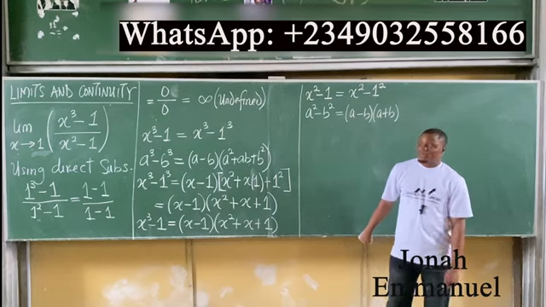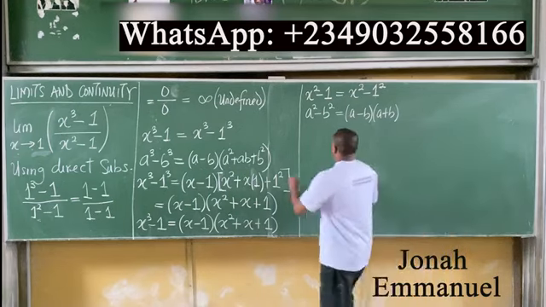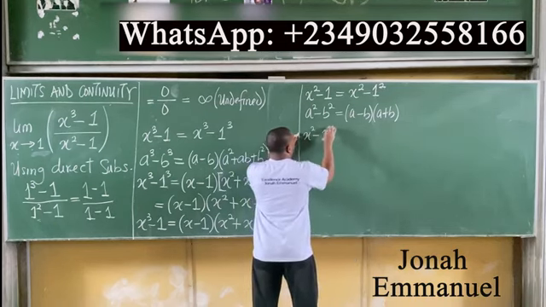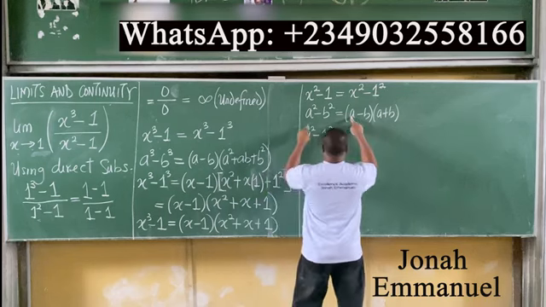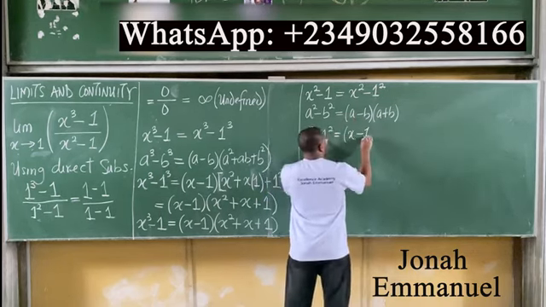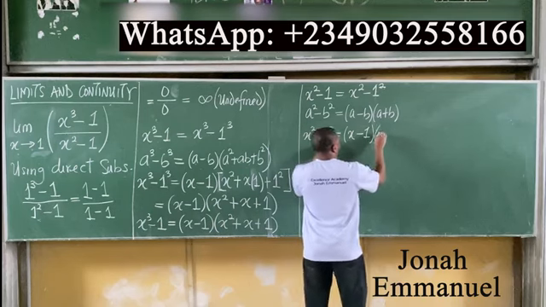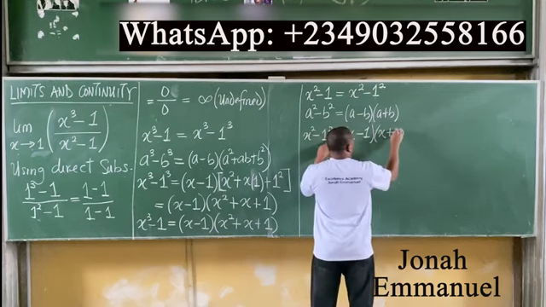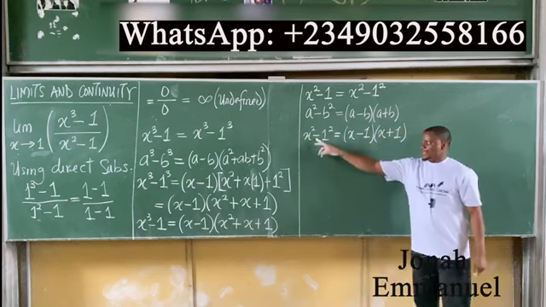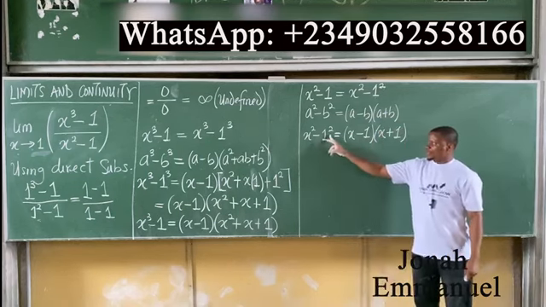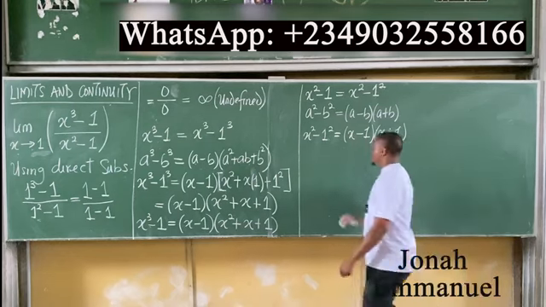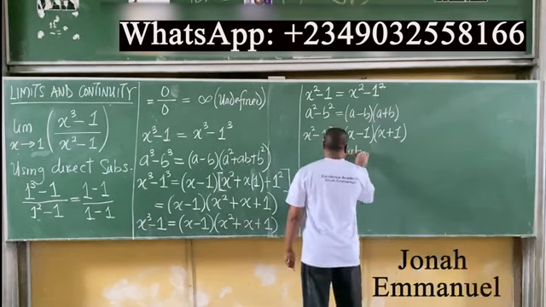Quite old. All right. In essence, if I have x squared minus 1 squared, what do you have here? A. What's a here? X. Minus, what's b here? 1. Into what there? X plus 1. All right. So in essence, x squared minus 1 is equal to this. If I substitute, look up please.